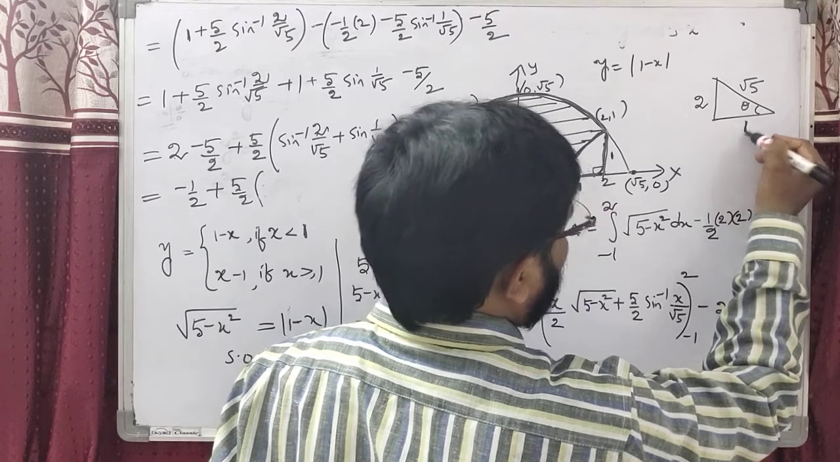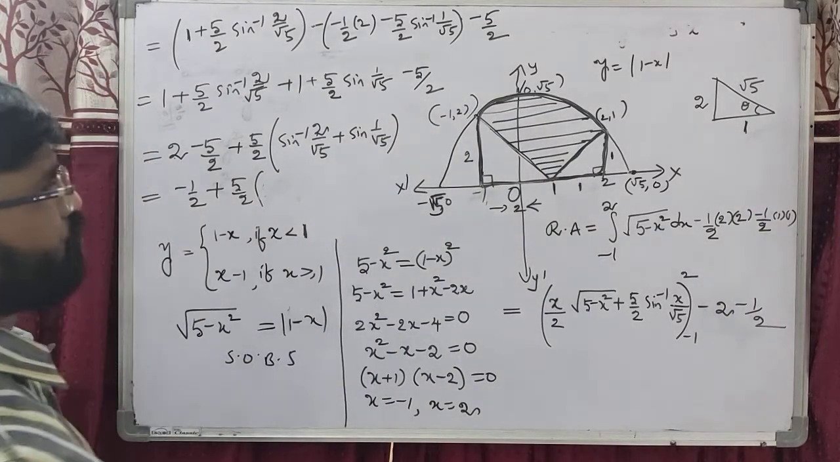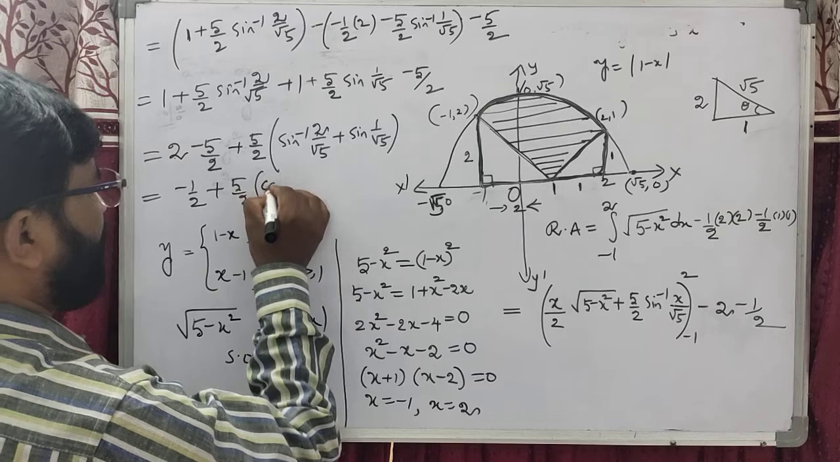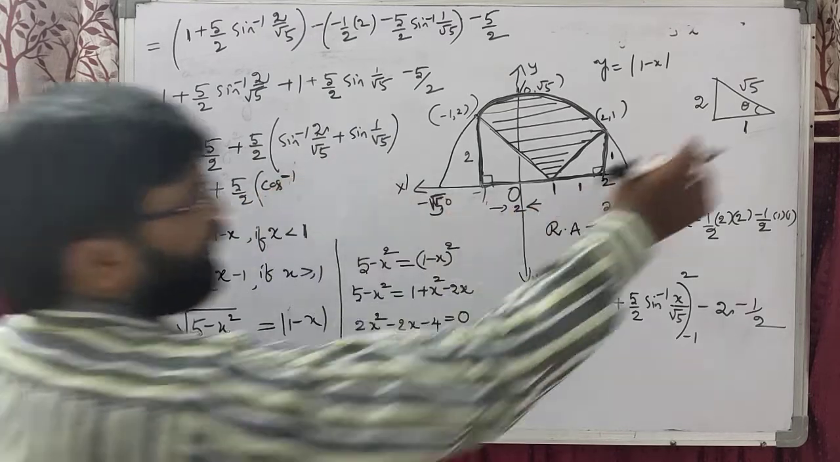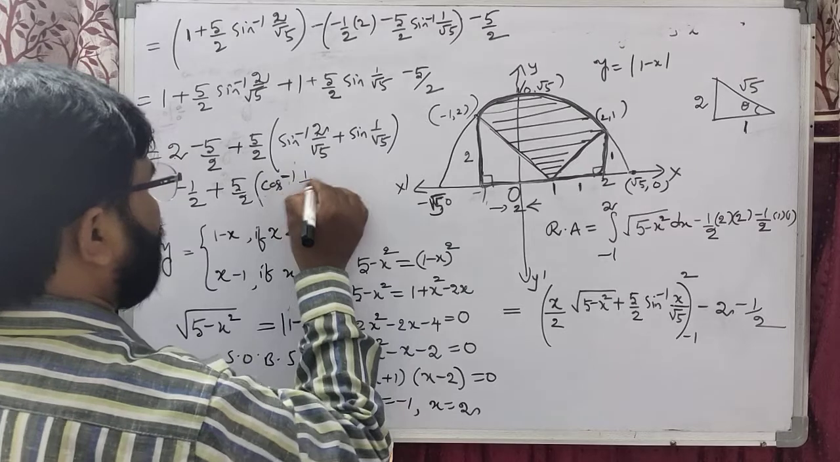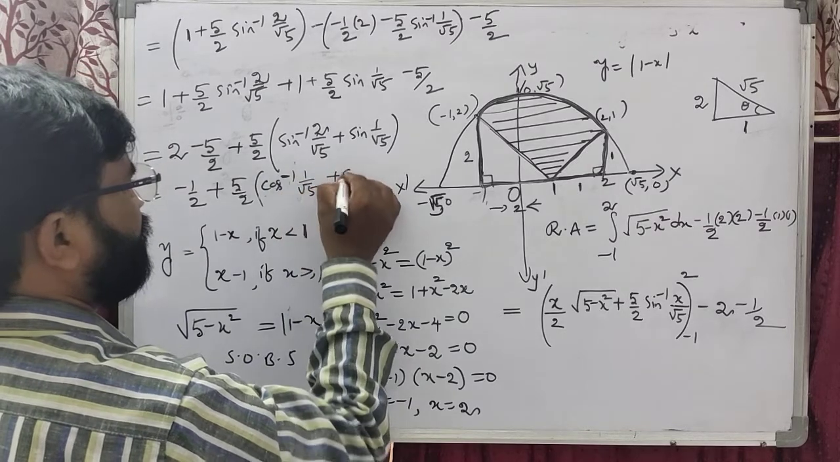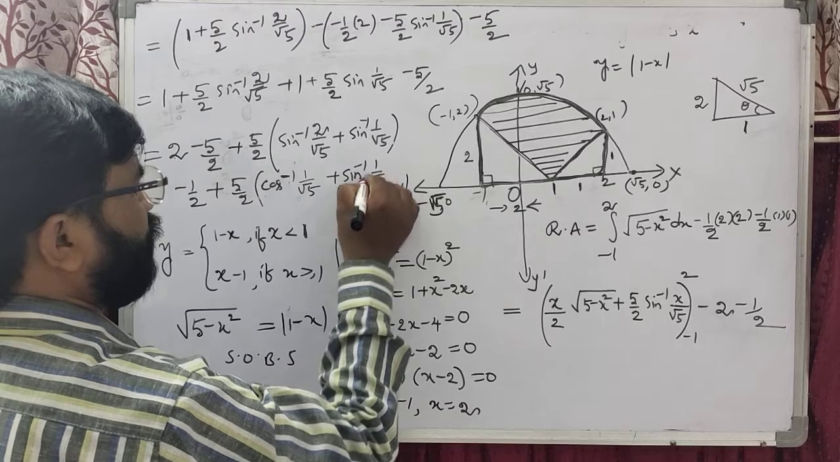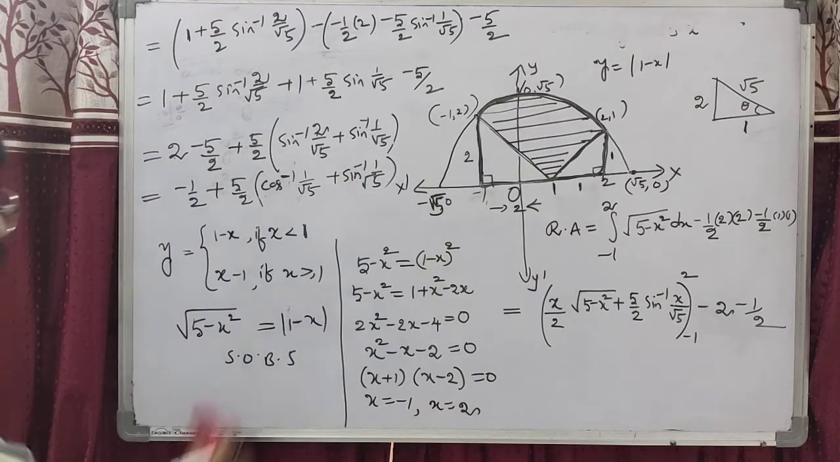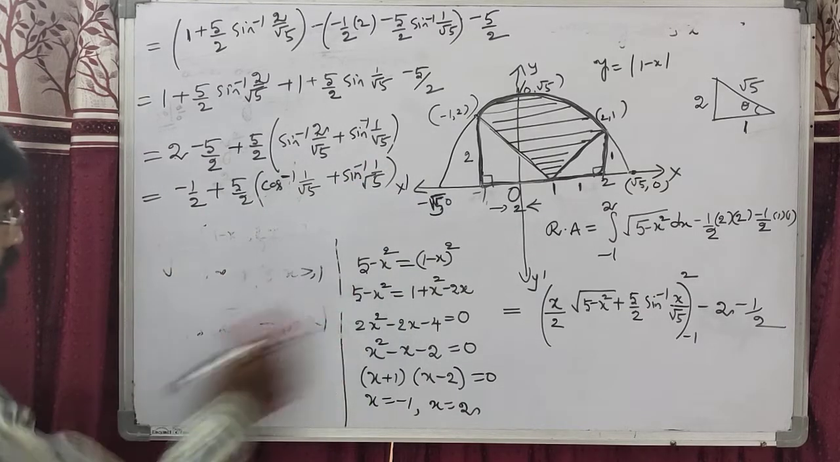5 minus 4 is 1. Dear students, we can write this as cos inverse of adjacent side by hypotenuse, which is 1 by root 5. This is sine inverse of 1 by root 5. Okay students, now this is how to write this one.